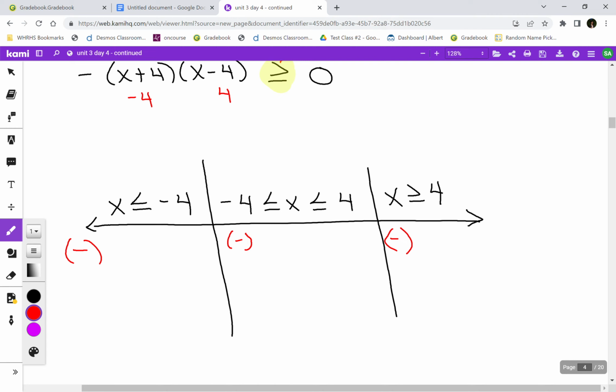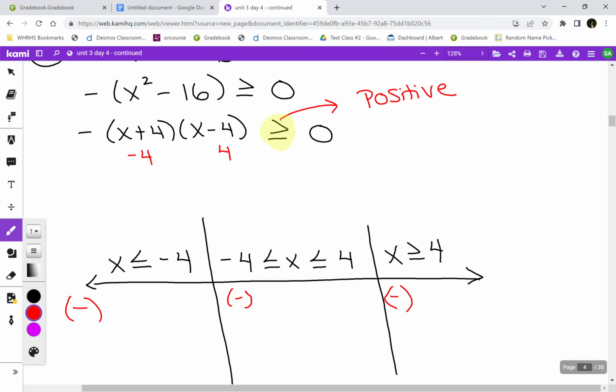Okay, so let's keep going. We're going to pick a number less than -4. I will choose -5. So then we're going to have -5 plus 4. Isn't that a negative? And then -5 minus 4. Isn't that another negative? 3 negatives. A negative times a negative times a negative. Isn't that a negative?